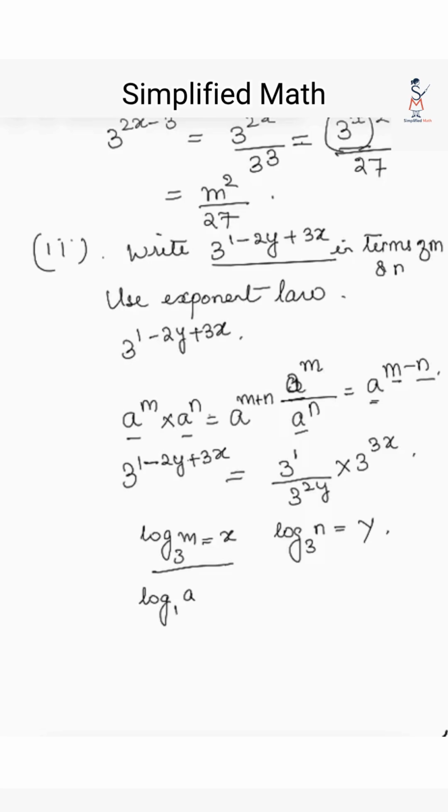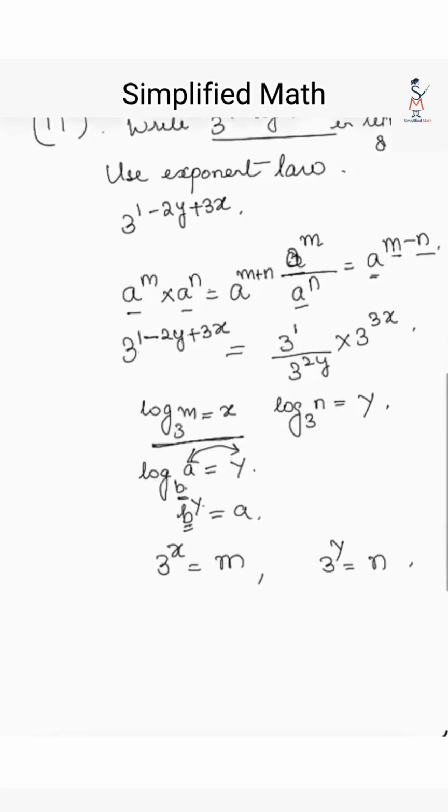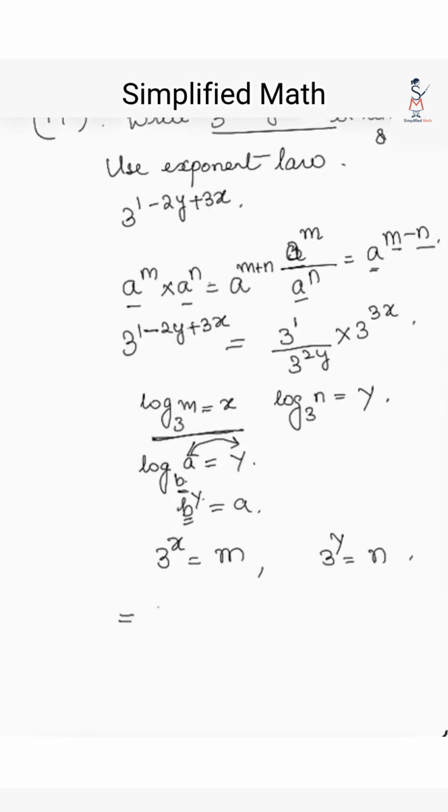How do we write it in exponential form? The base remains the same and the log is interchanged with the answer. That means b raised to the y becomes a. Fine. So same way this will turn out to be 3 raised to the power x is m and here 3 raised to the power y will become n. Fine. Now the exponential form which we wrote, 3 raised to the power 2y and into 3 raised to the power 3x, we have to find.